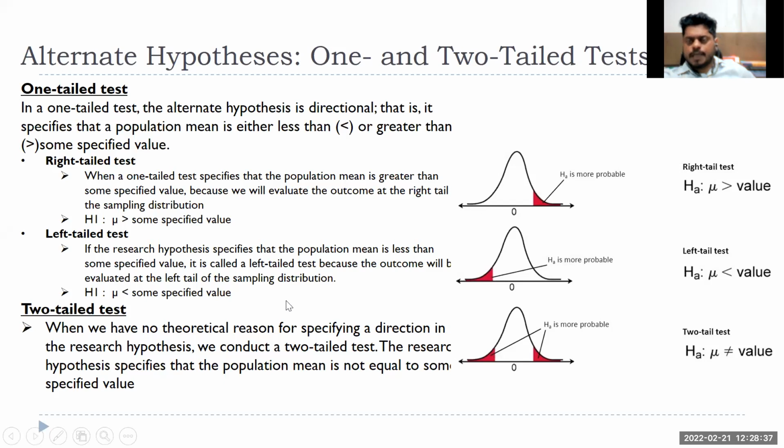Left tail test is when we are saying that whatever population mean I'm trying to achieve is less than a certain number, right? Two-tail is when you have no theoretical reason for specifying a direction, neither left side nor right side. In the research hypothesis, we conduct a two-tail test. The research hypothesis specifies that the population mean is not equal to some specified value, right? What else?